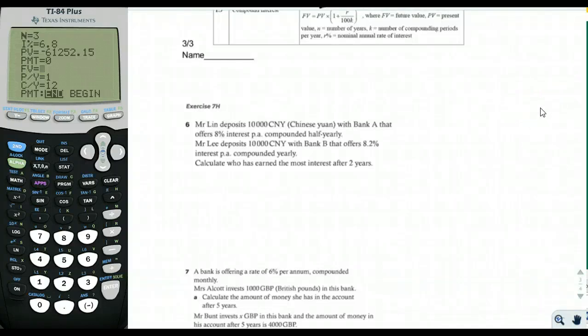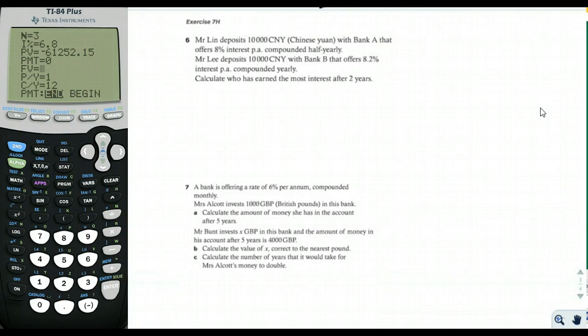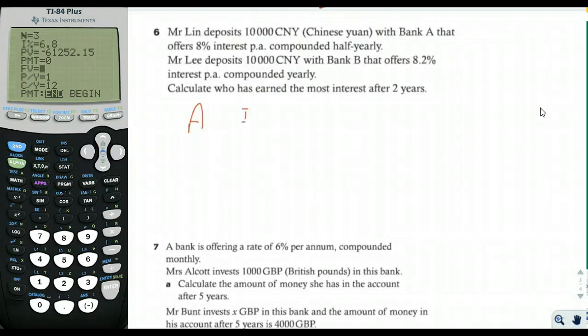Page 3 of compound interest. Number 6, Mr. Lin deposits 10,000 Chinese yuan with Bank A that offers an 8% interest per annum, compounded half yearly. So Bank A is 8% interest per annum, compounded half yearly. So K is equal to 2.